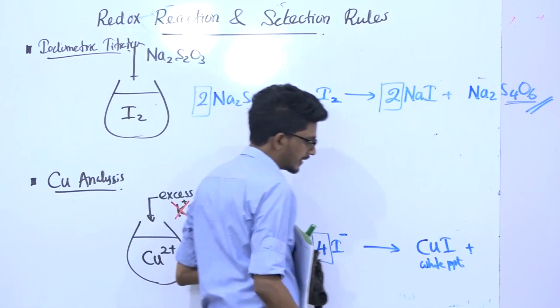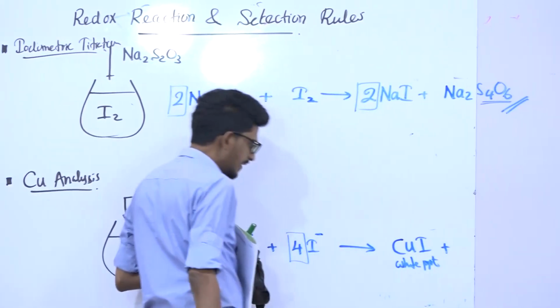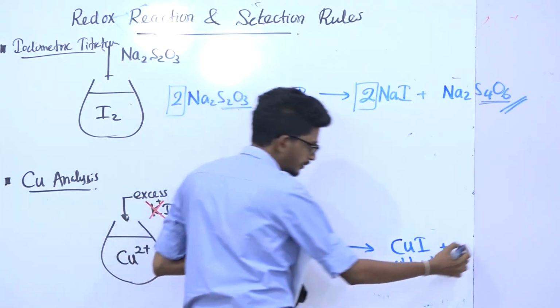So copper iodide, plus 1 oxidation state, and this guy will oxidize to I2.